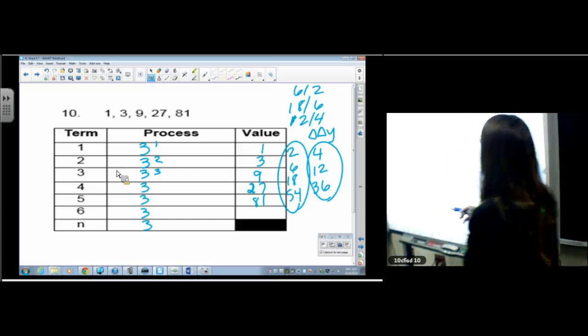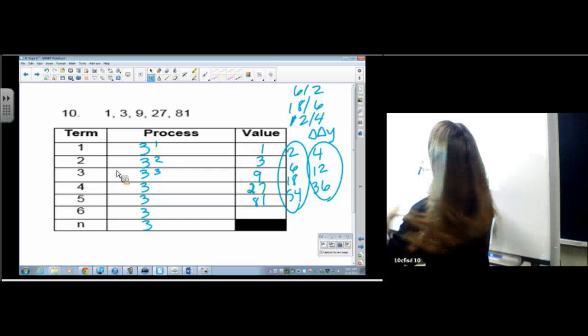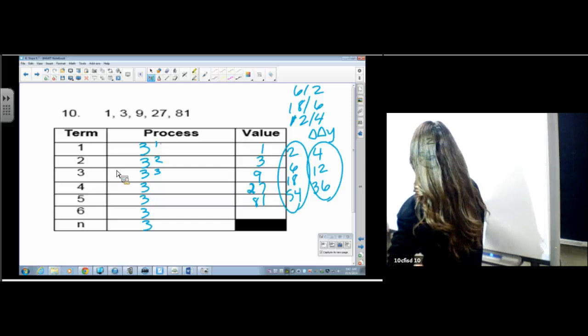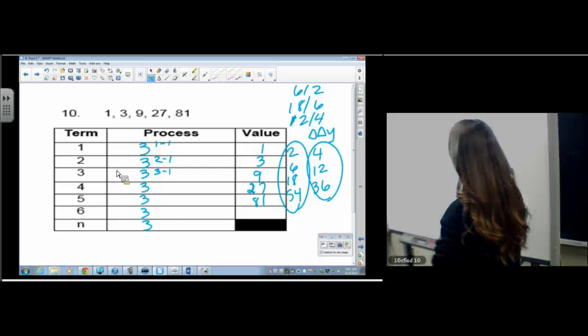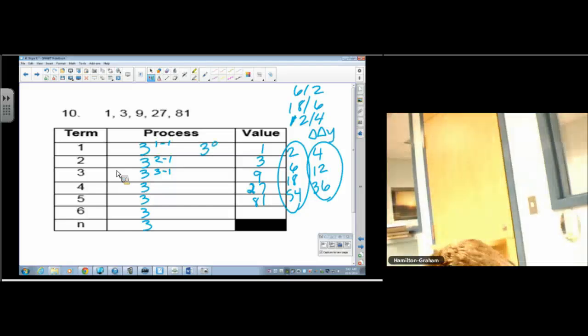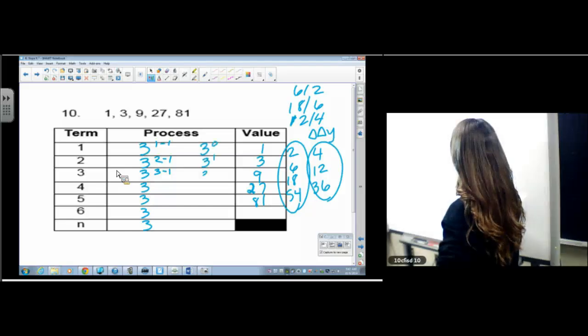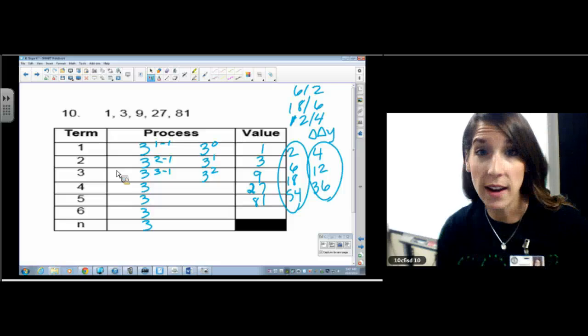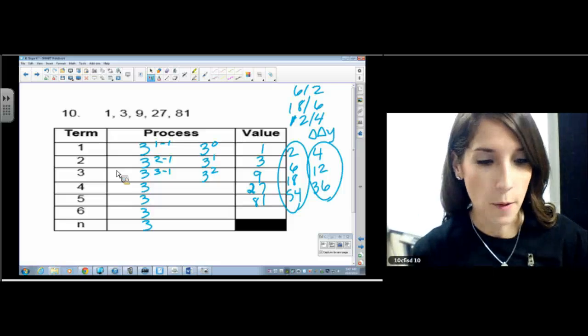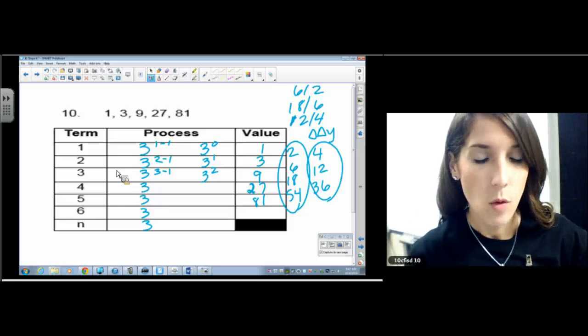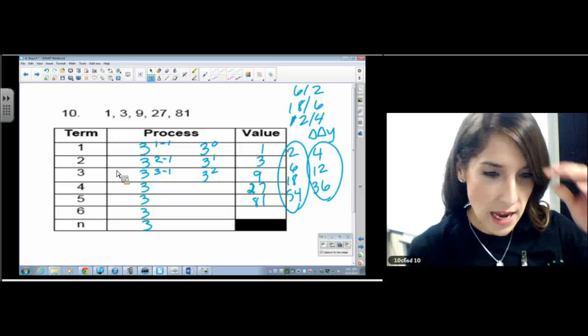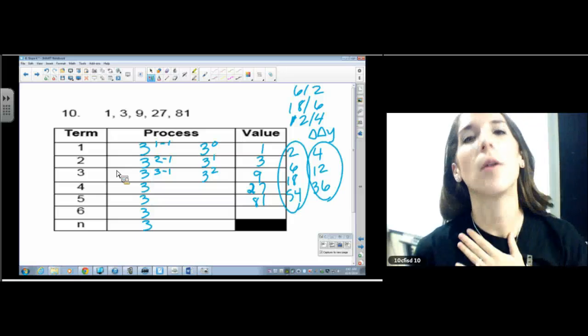All right, so if I can take my exponent and just subtract 1 every time, then I'm going to be where I need to be. That's going to be 3 to the 0. That's going to be 3 to the 1. That's going to be 3 to the 2. Does that work out? What is 3 to the 0? 1. 3 to the 1. 3. 3 squared. 9. Oh, we got it right.